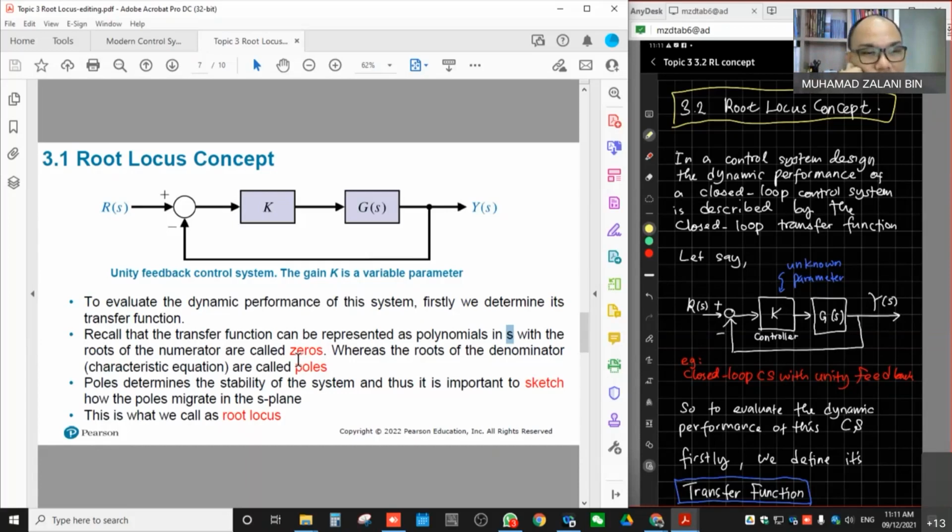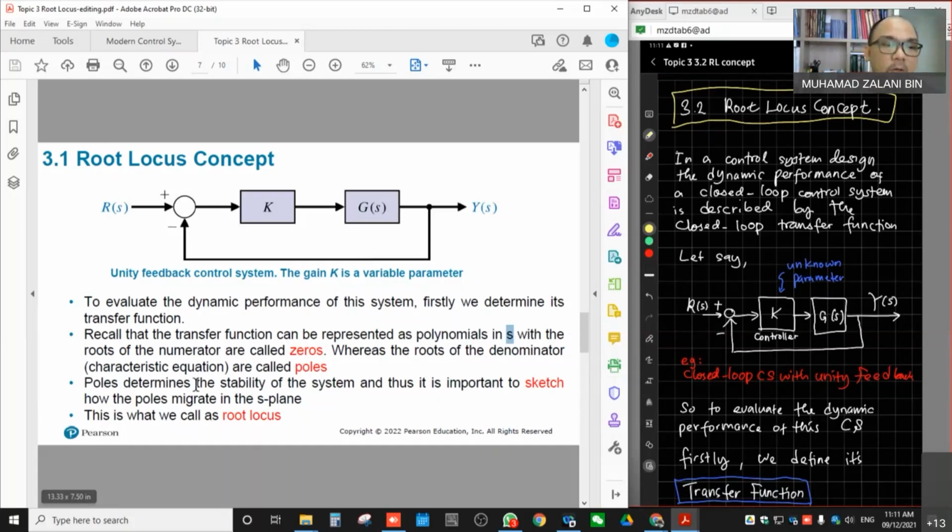the roots of the denominator should use the characteristic equation. When we talk about the characteristic equation, I'm actually talking about the denominator of that polynomial. So for the denominator, the roots are called the poles. I hope you can understand the difference between zeros and poles. How do we represent zeros and poles? In the S plane or S domain.